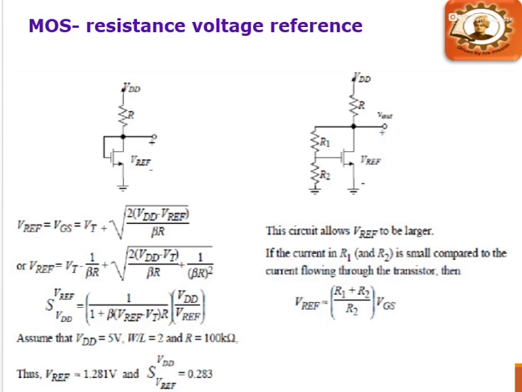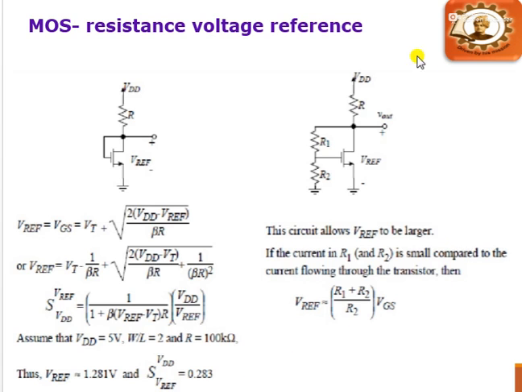Next, in the next circuit, we can find the V reference from this expression, and ultimately if you derive the sensitivity of this circuit, assuming VDD equal to 5 volt, W by L equal to 2 and R equal to 100 kilo ohm, it is found that S equal to 0.283. That means it will provide a highly stable voltage reference, and the circuit can act as a simple, highly stable voltage reference circuit.